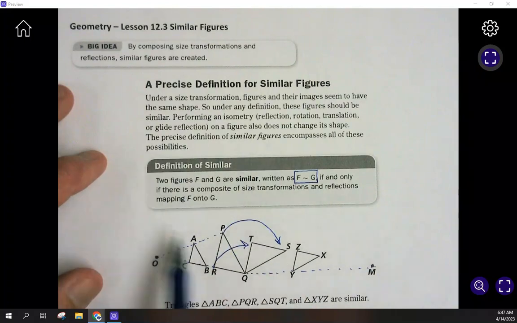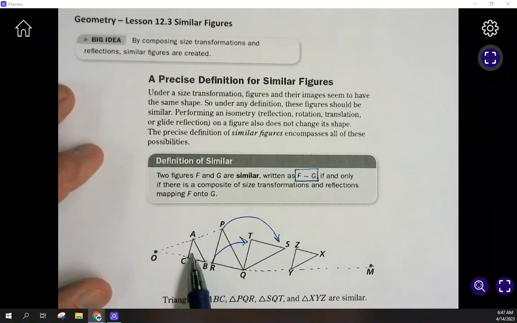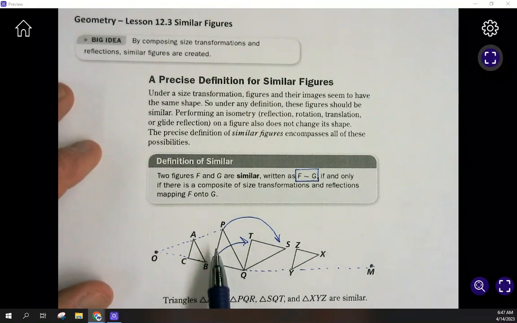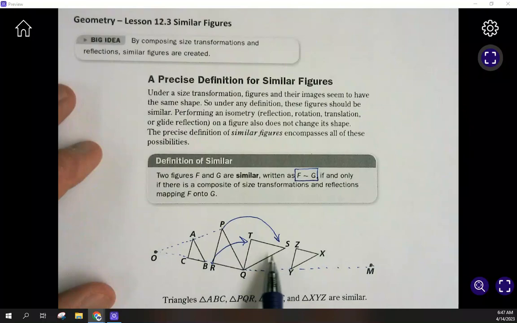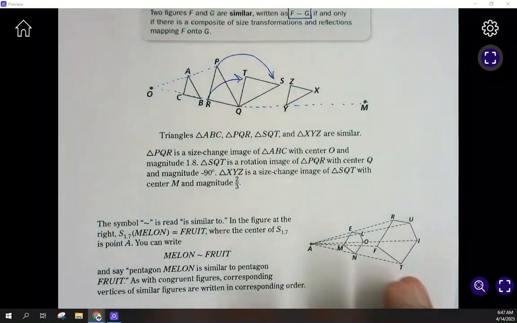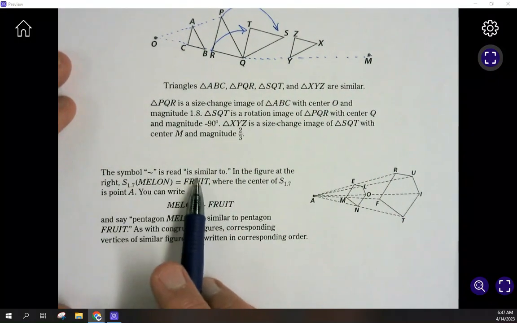And so, again, this is all about defining this. If all that's happened is size transformations and reflections, then we know that all of these triangles are similar. So down to the bottom, again, we already kind of touched on this. That little squiggle symbol is read "similar to."